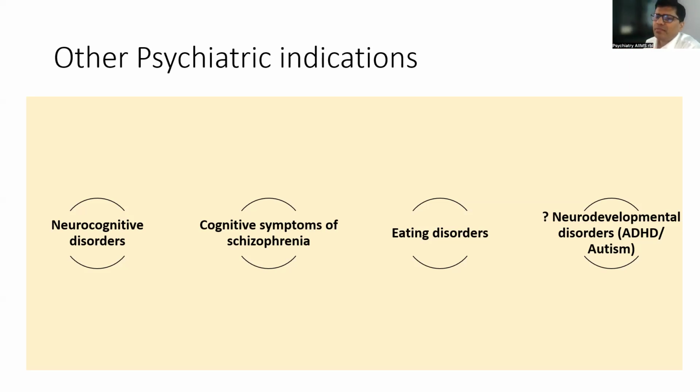ADHD and autism are the commonly targeted neurodevelopmental disorders using rTMS. There are some preliminary evidences, though there is no FDA approval or approval by any competent agency to use it as a recommended modality of treatment.